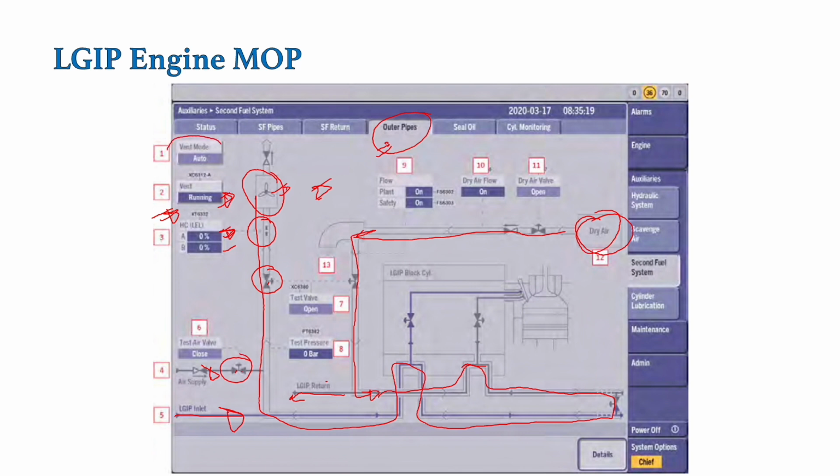This basically shows the ventilation mode, whether it is in auto or manual mode. Basically it always remains in auto condition. So I think I have covered everything on this outer pipe screen. So now let's go on to the next screen, that is the sealing oil system.